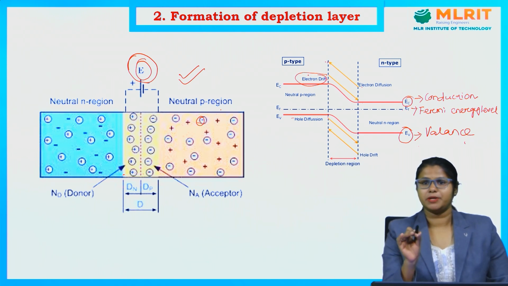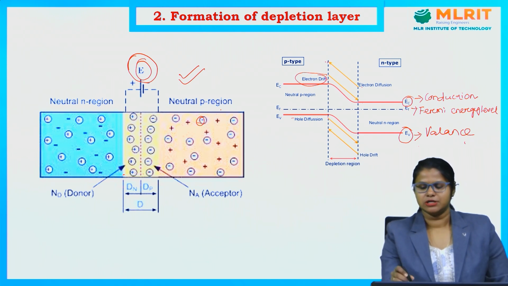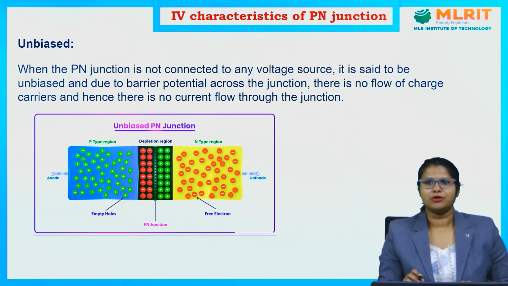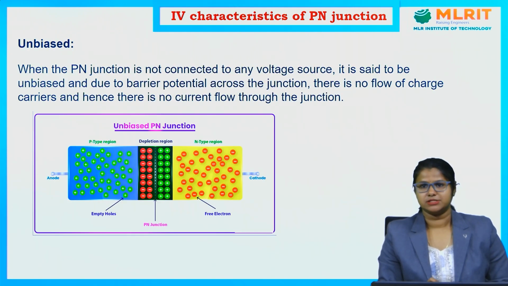So there will be two types of currents. One is diffusion current, another is drift current. Drift current will be due to the potential barrier. And in this diagram we can see the depletion layer. Now we will look at the IV characteristics of the PN junction.